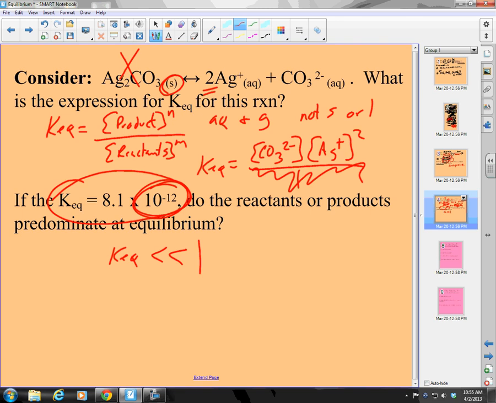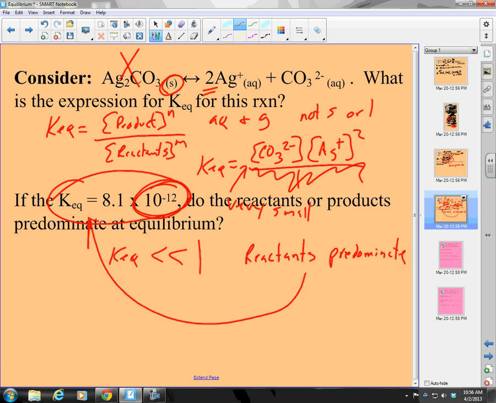If my KEQ is much, much less than 1, then these guys must be very small. And if they're very small, that must mean my reactants predominate. What this means for me is when I put some silver carbonate in some water, most of the silver carbonate does not break into the ions, but most of it stays solid, meaning I would have a very, very low solubility.